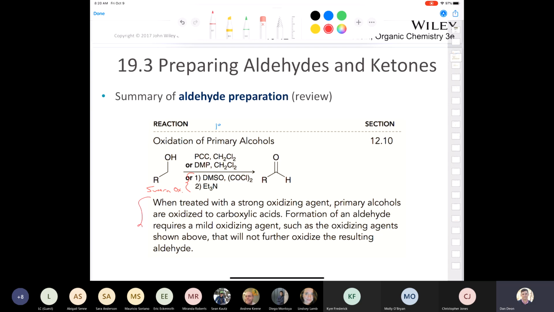When treated with a strong oxidizing agent, primary alcohols are normally oxidized to carboxylic acid. That's if you treated them with something like chromic acid or permanganate followed by acid. Formation of an aldehyde requires these special mild oxidizing agents that are shown here. And these are not going to further oxidize the aldehyde. So the buck stops here. We stop at the aldehyde.